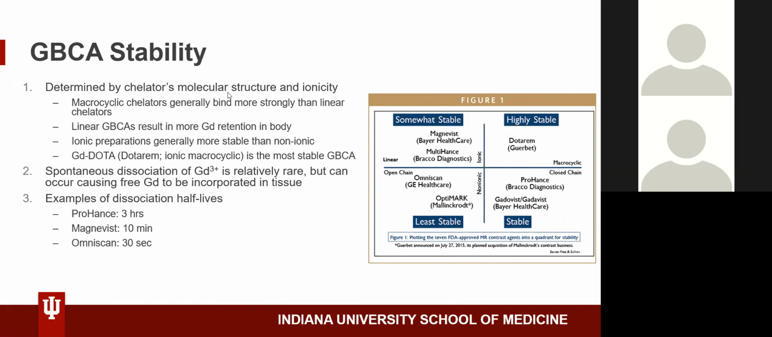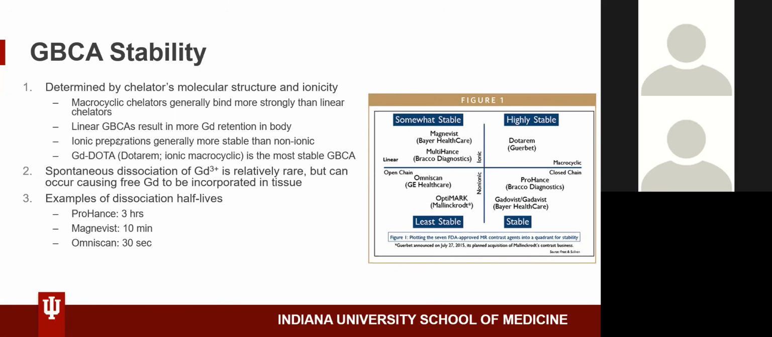The other one that I wanted to talk more about is the GBCA stability, which is determined by the chelator's molecular structure and ionicity. So macrocyclic chelators generally bind more strongly than linear chelators. And then linear GBCAs result in more GAD retention in the body, just because that gadolinium is more likely to break off of that linear structure. It's not as well caged as it would be in a macrocyclic structure. So it's more likely to deposit in tissue in a linear GBCA and give more retention in the body.